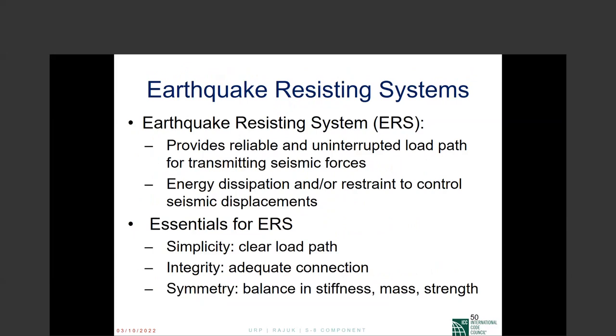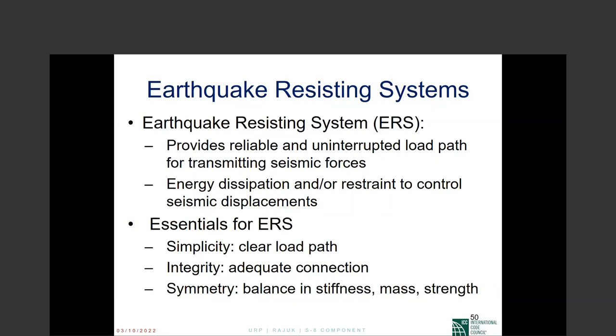What you want to really pay attention to is the earthquake resisting system, what's called the ERS, that will give you a load path. And the word is extremely important: uninterrupted load path. If you have an interrupted load path, you will have a collapse. So with an uninterrupted load path, you can dissipate the energy through a yielding mechanism to be able to control the seismic displacement.